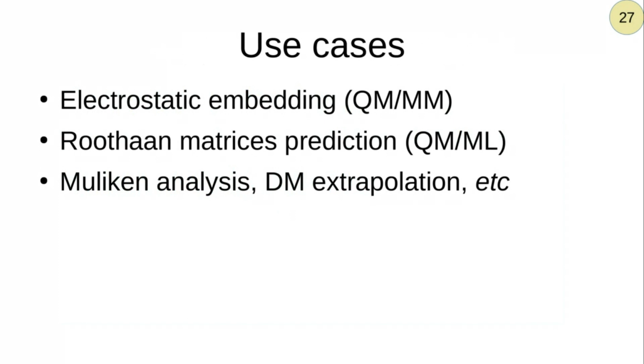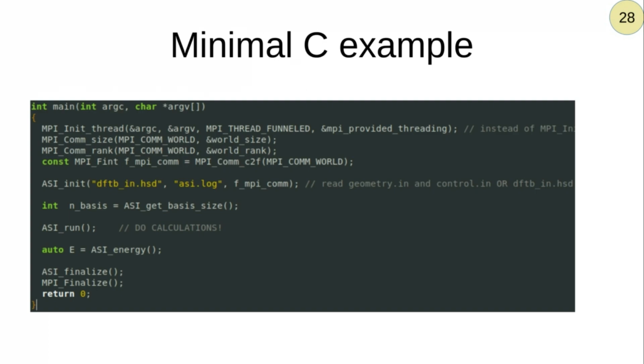The use cases that we expect for ASI API are, once again, electrostatic embedding, prediction of matrices from Roothaan equation, and different analysis of electronic structures such as charge partitioning, density matrix extrapolation in ab initio dynamics calculations, etc.